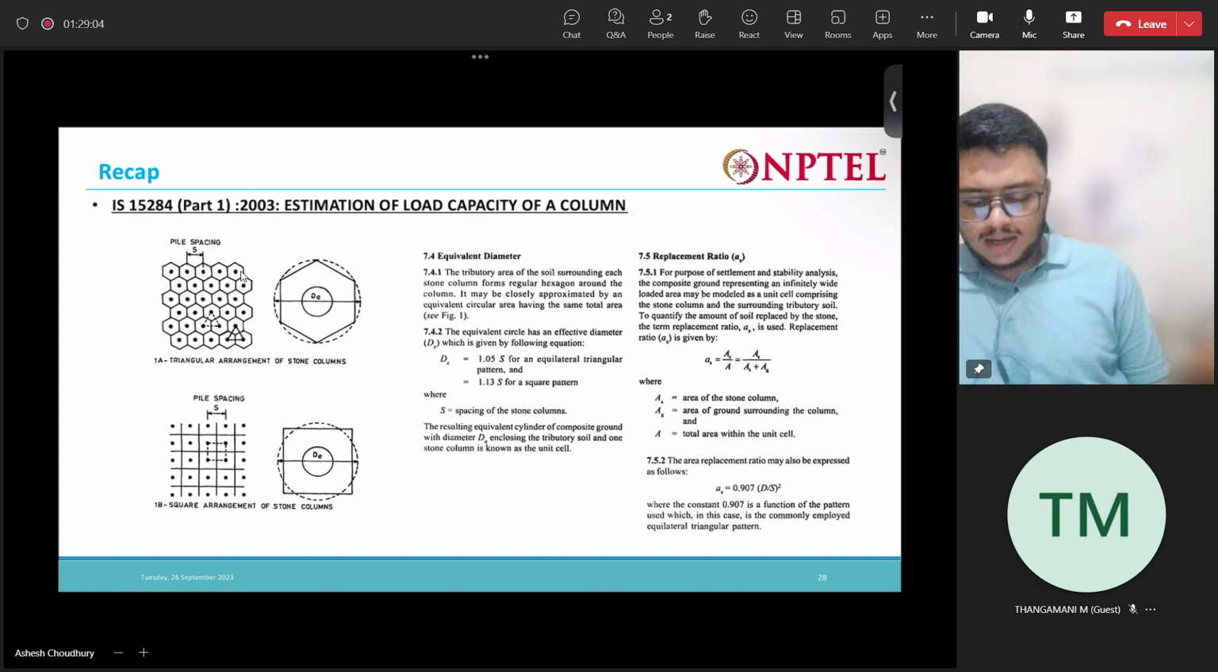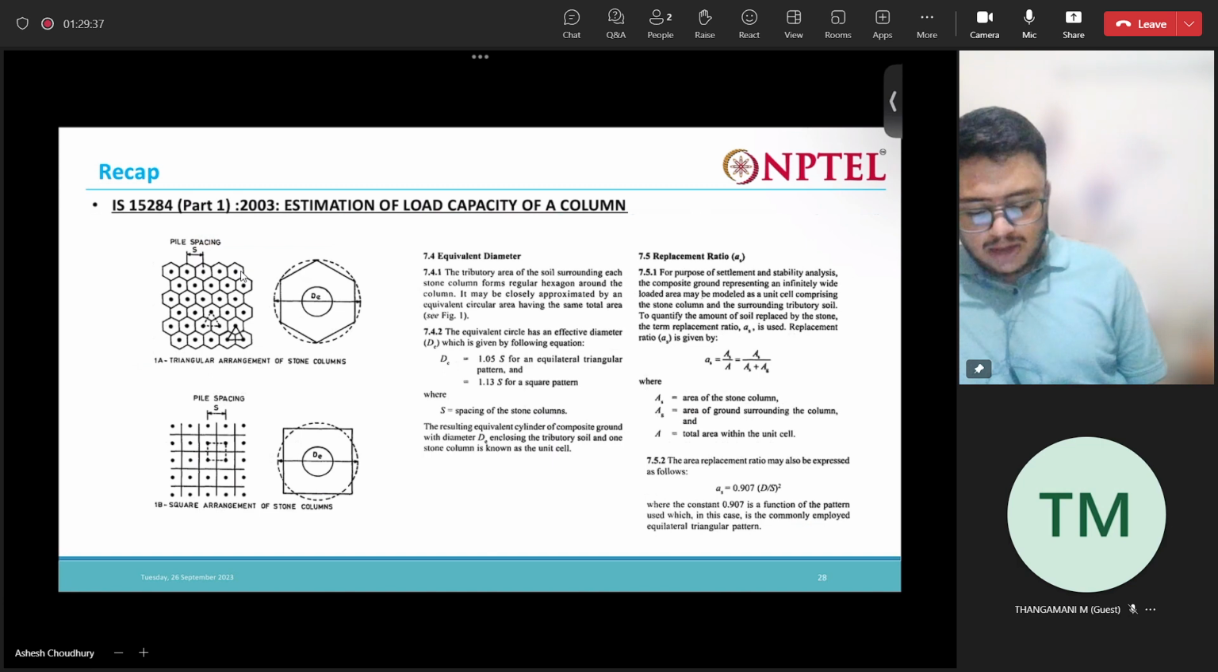First is the equivalent diameter. So what is the equivalent diameter? The equivalent diameter of the tributary area of soil surrounding the stone columns from regular hexagonal may be closely approximated by an equivalent circular area having the same total area, as represented here. There are two arrangements possible as we know: triangular arrangement, and the other is the square arrangement, right? So the diameter of these equivalent circles in both these arrangements is given here.